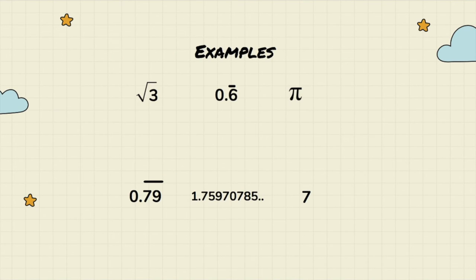So let's look at some examples and identify which ones are rational and irrational. First, we have the square root of 3, which we should simplify down into 1.732050. Now, since this is non-terminating and non-repeating, this would be irrational. Then we have 0.6 repeating. Since it's a repeating decimal, it's rational. We have pi, which we know is a number that goes on endlessly in no particular repeating pattern, so it is also irrational. Then we have 0.79 repeating, which is a repeating decimal, so it is rational.